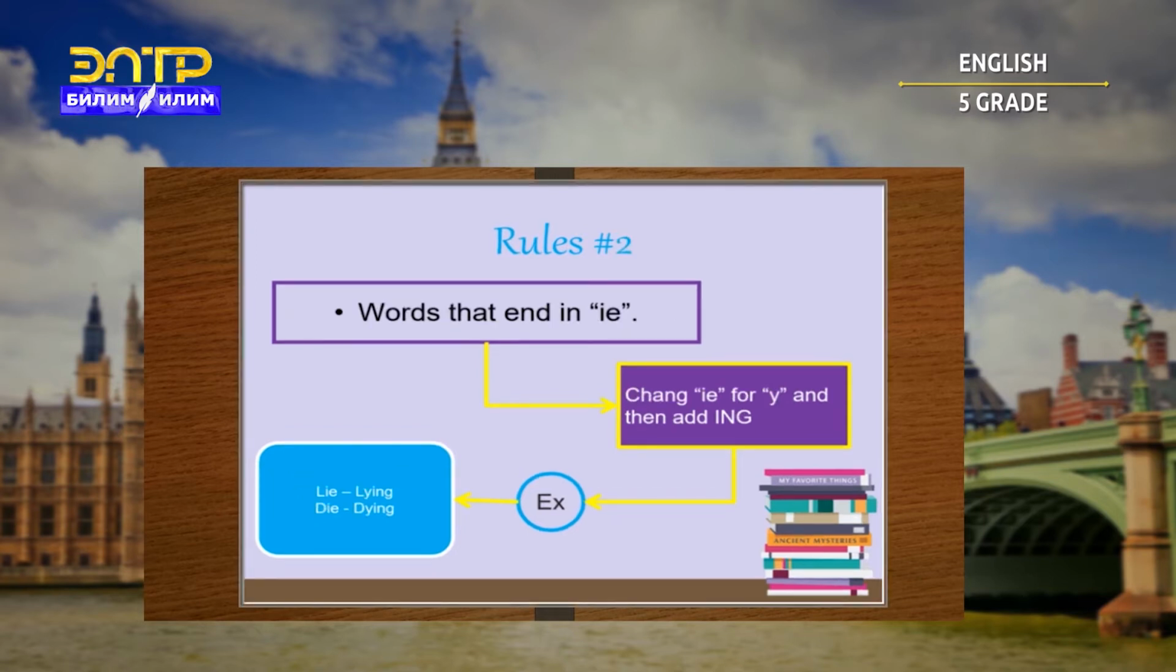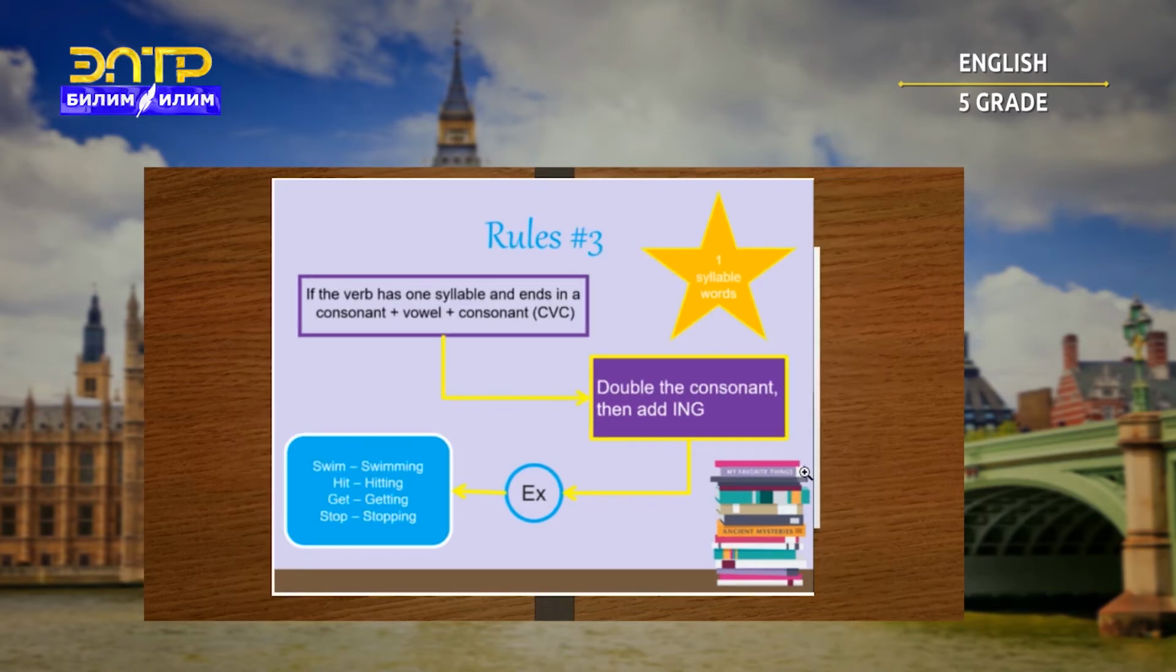The second rule states that words that end in IE, we just change them and then add ing. For example, the words lie and die. To make the present continuous of the verb lie, we just change IE for Y and then add ing. Lie, lying, die, dying.